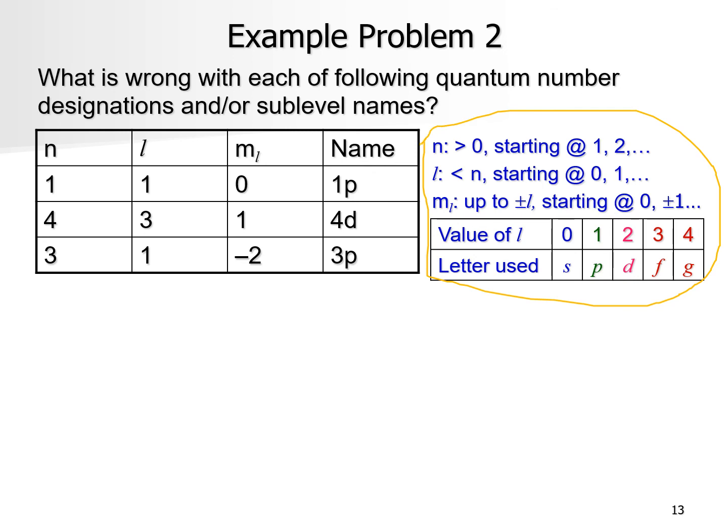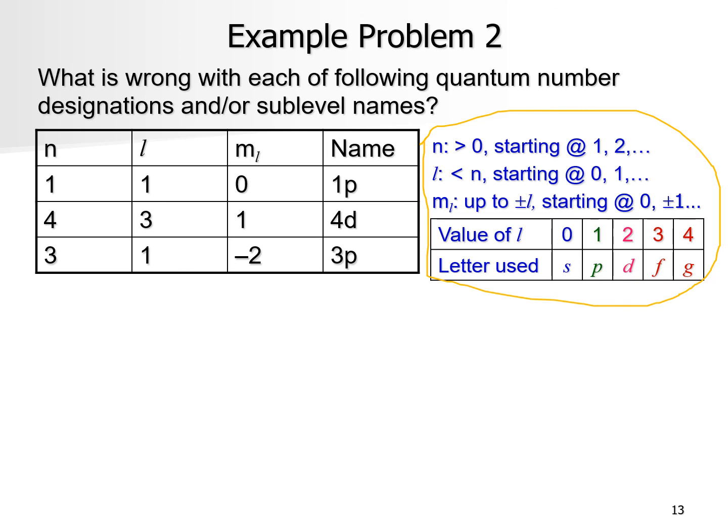So n must be greater than 0. Always start at 1, 2, 3 as long as it needs. l has a value that is always less than n, can always start with 0 and keep on going until the value cannot go any further. m sub l is up to plus or minus l, and we can start from 0 and keep on going until it hits plus and minus l. There are various letters that are assigned for the values of l. I usually memorize as such: 0, 1, 2, 3 is s, p, d, f.